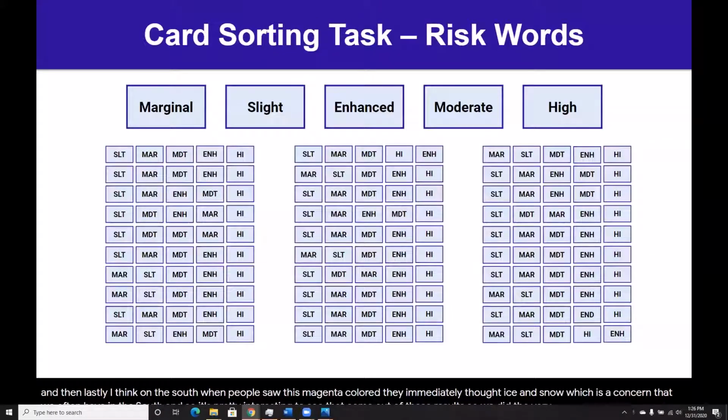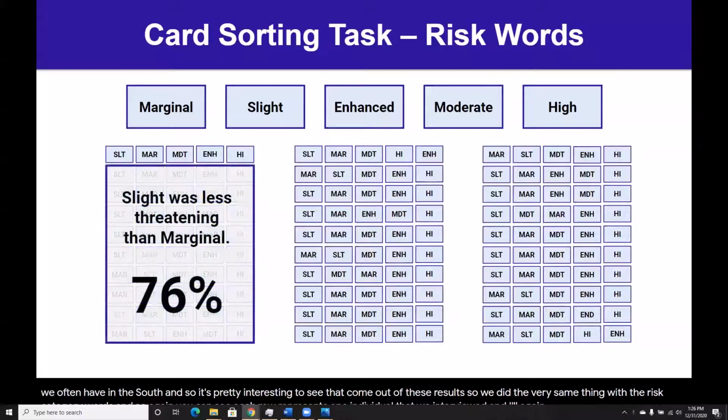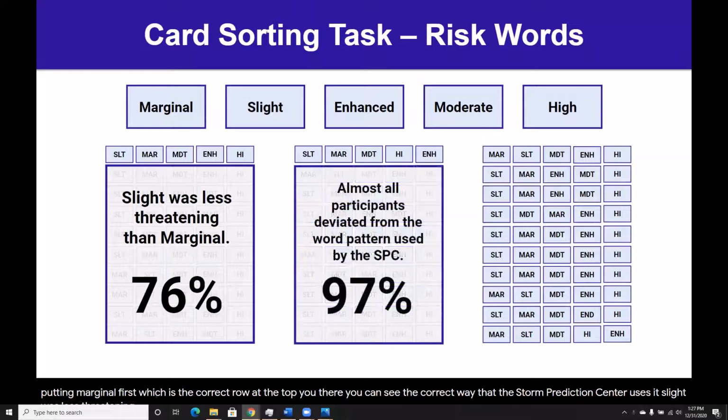So we did the very same thing with the risk category words. Again, you can see each row represents one individual that we interviewed, and I'll pull out some interesting findings. Here, slight was less threatening than marginal, and we saw this 76% of the time among those 30 individuals. Instead of putting marginal first, which is the correct row at the top, there you can see the correct way that the Storm Prediction Center uses it, slight was less threatening.